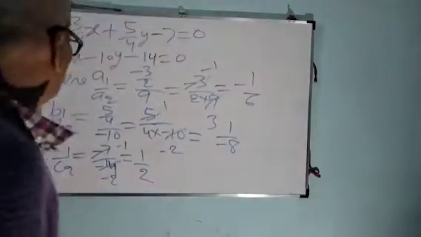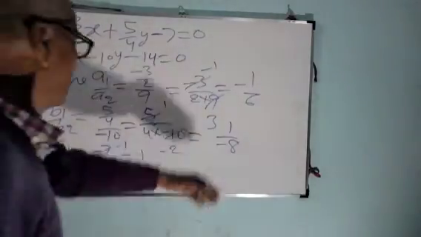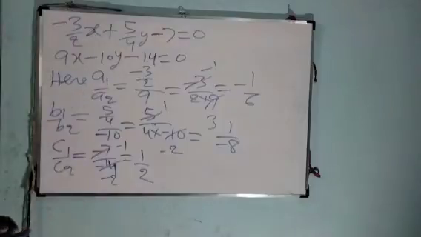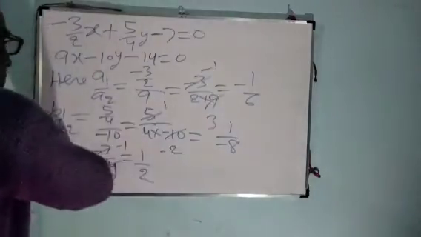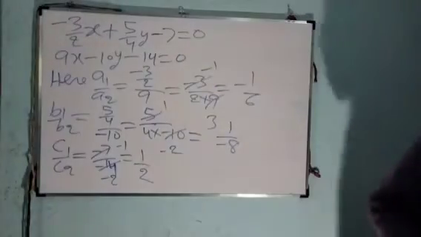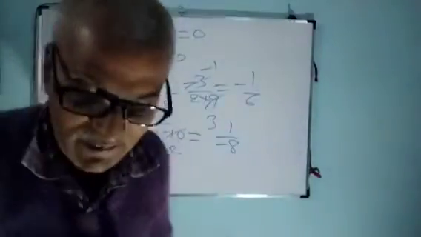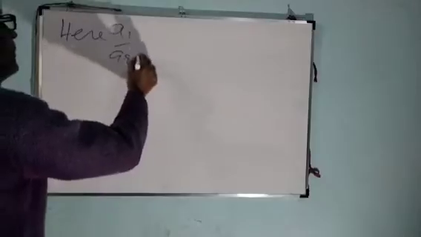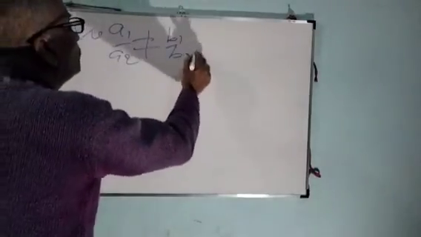What do we see here? A1 by A2 is equal to minus 1 by 6, B1 by B2 is equal to minus 1 by 8, and C1 by C2 is equal to 1 by 2. Here we see that A1 by A2 is not equal to B1 by B2. And we know that in this situation, equations are consistent. So we write, please note it in your notebook. Here A1 by A2 is not equal to B1 by B2.